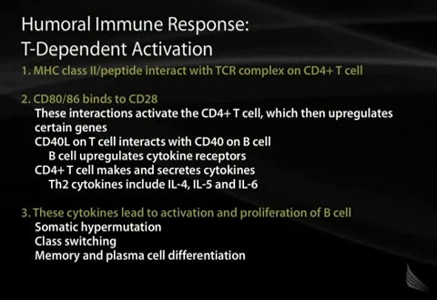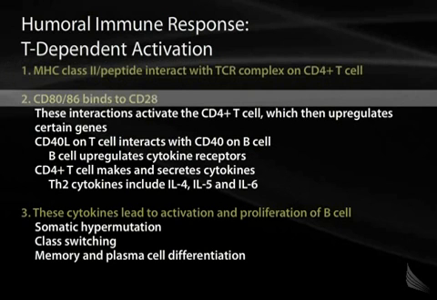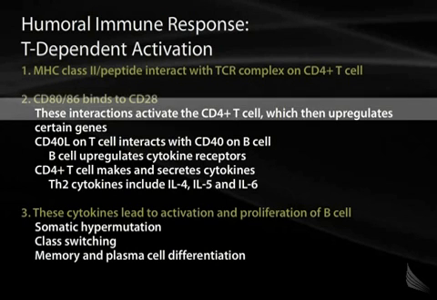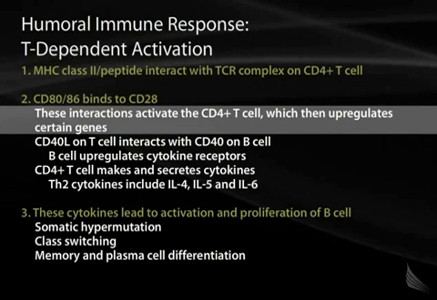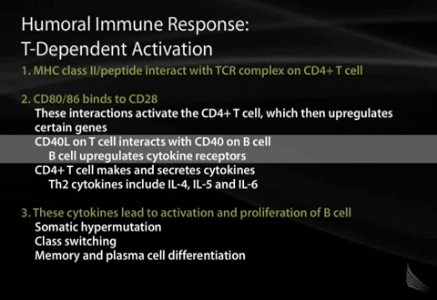So again, kind of going through step by step for that last slide, just to make sure we're all clear. MHC class II and the peptide interact with the TCR complex on the CD4 T cell. That's signal 1. CD80 or 86 binds to CD28. That's signal 2. These interactions activate that T helper cell, which then upregulates certain genes. The CD40 ligand on the T cell interacts with the CD40 on the B cell. That helps the B cell upregulate cytokine receptors.